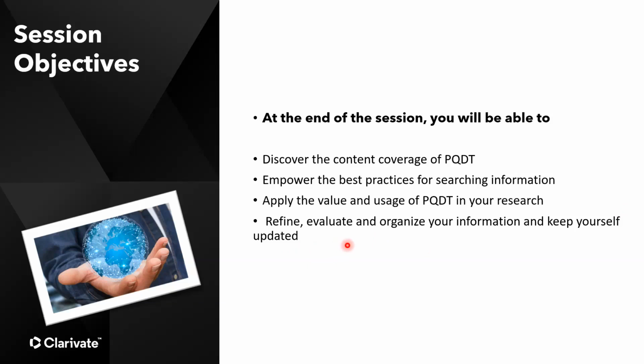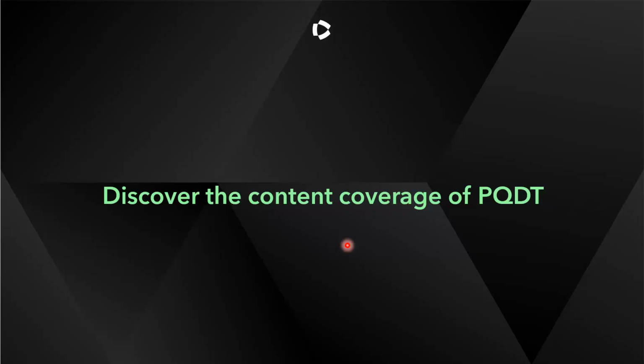Okay, so for the objectives: know your content, select the right or effective way to search information, to see how this information is going to be applied in your research, and finally organize this information. So that is what we're going to see in the next 1 hour or so. Okay, so let's move on.